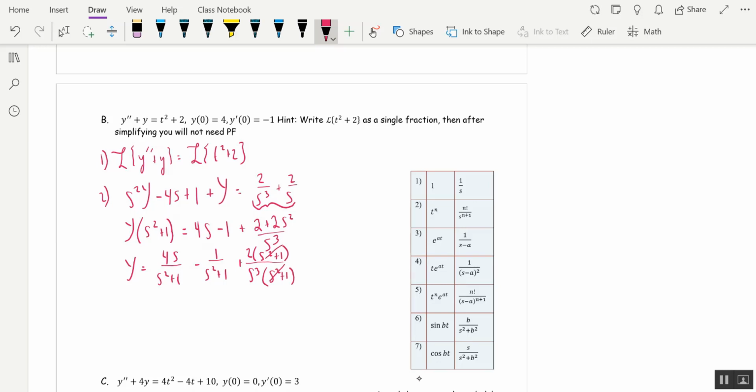So step 3, we're going to take L inverse of both sides. L inverse of big Y is little y. You can write little y, or you can write little y of t.